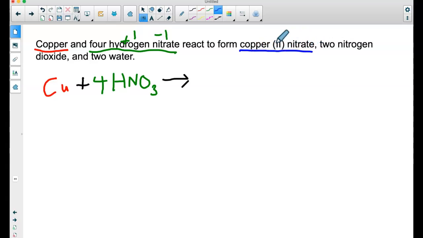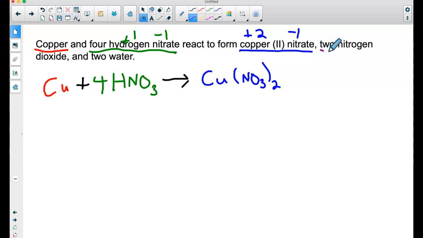So next up, I have copper 2 nitrate. So this copper 2, whenever I have a number in the name, that means it's got a particular charge. And copper 2 has a charge of +2. Nitrate still has a charge of -1. So that means I'm going to have to do 2 of these NO3s. And so I'm putting my NO3 in parentheses and putting a 2 subscript after that whole thing.